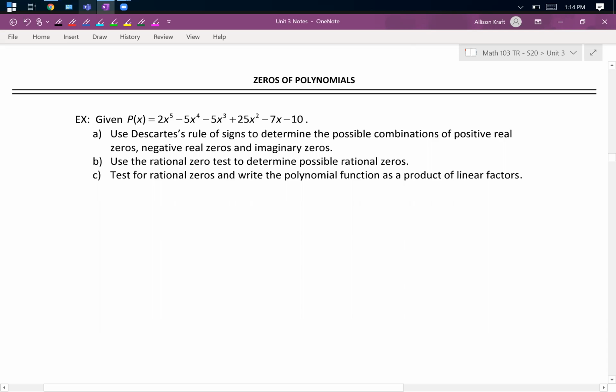Then we're going to use the rational zero theorem and determine the possible rational zeros. Then we're going to look at the chart and figure out which of those possible rational zeros we should start with. And then we're going to start testing those possible rational zeros and ultimately rewrite this polynomial function as a product of 5 linear factors. Remember, whatever the degree is, that's how many linear factors we should get by our n zeros theorem.